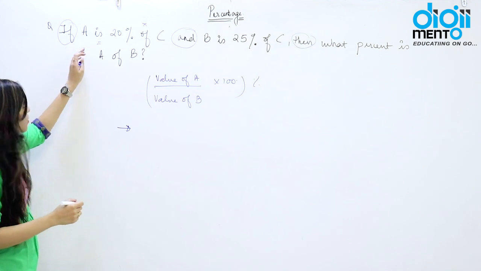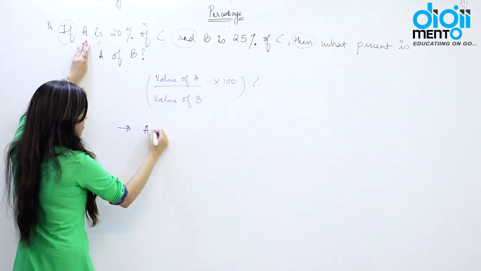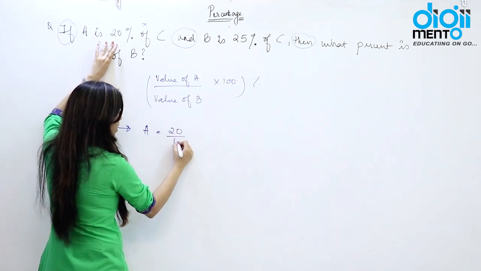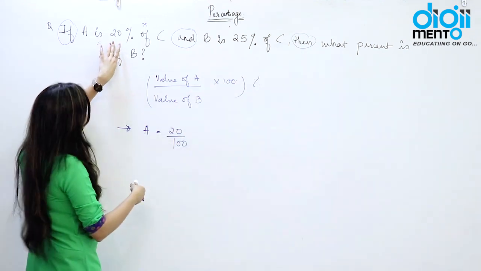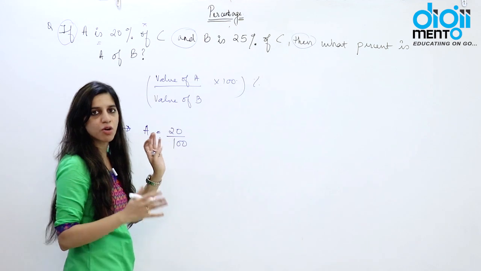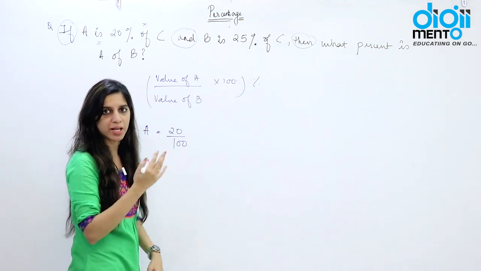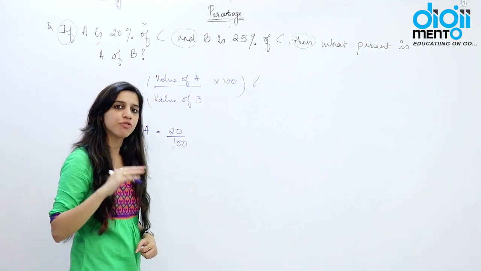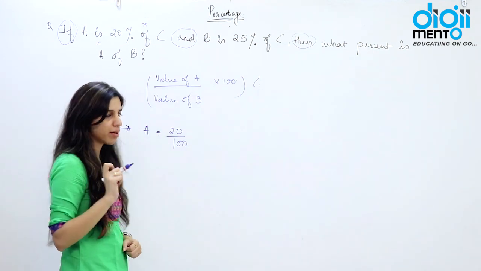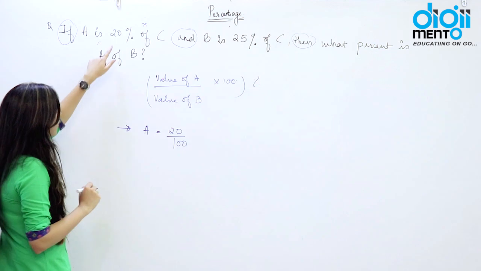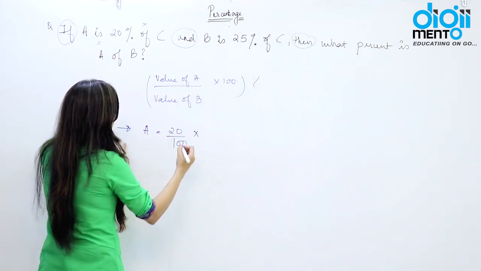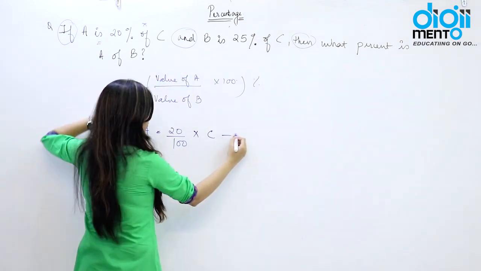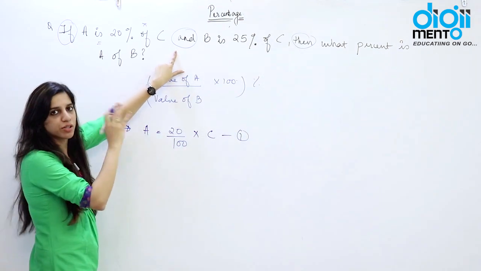Okay, so we start with the first line. A is means equal to 20%, 20% means 20 by 100. This is how we convert into fractions. See, percentages are not operational in mathematics, you cannot operate with percentages. To operate any percentage, you need to convert it into a fraction, and how do you do that? By dividing by 100. 20% of means into C. So this is my first equation, and means end of statement.